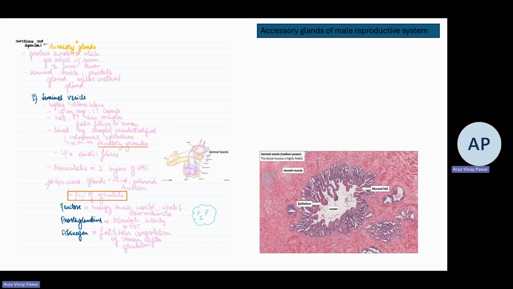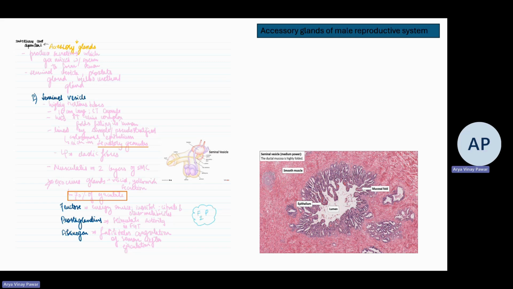So today we're going to talk about the accessory glands of the male reproductive system. We have three main accessory glands: the seminal vesicle, the prostate gland, and the bulbourethral glands. Accessory glands mainly produce secretions that enhance the quality of sperm and help increase its activity in the female reproductive tract.